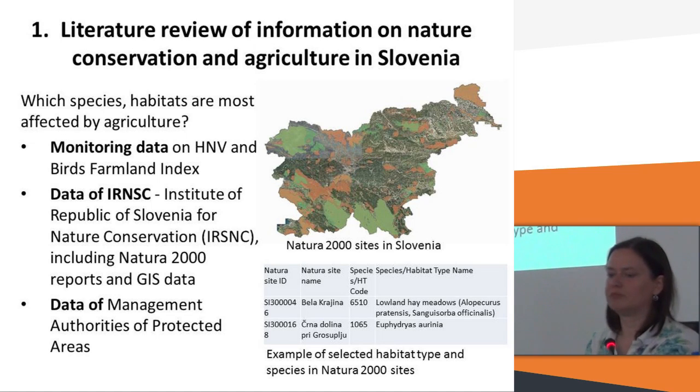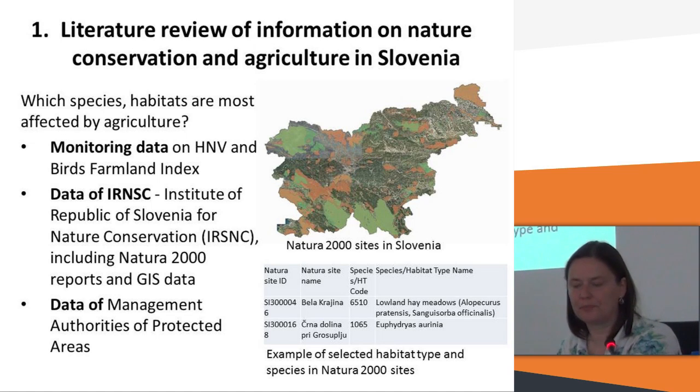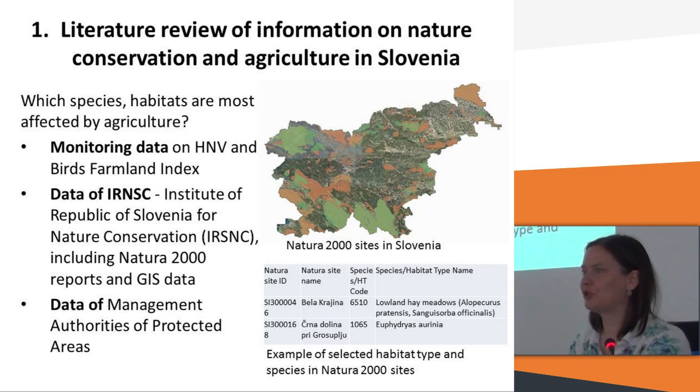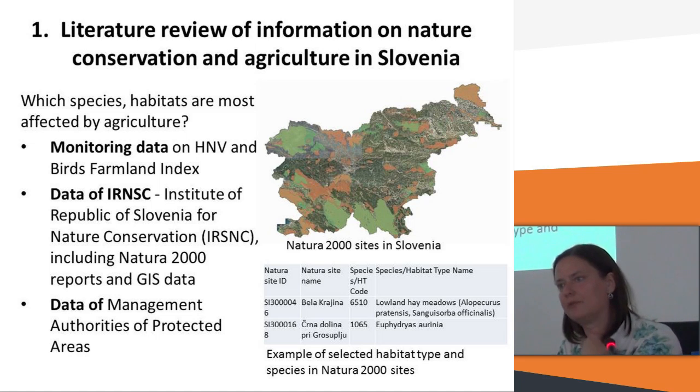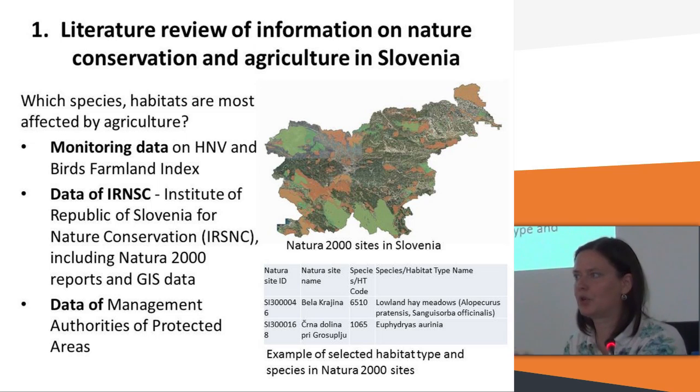First, we did just a simple literature review, just to see what data are available. And here, of course, from RDP implementation, we have the monitoring data of the high nature value index and the bird farmland index, which are very useful, at least on a general level. Bird farmland index reports also have very specific data, which can really be used on land parcel level.